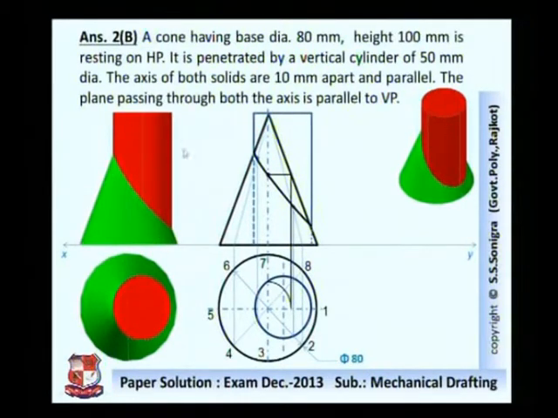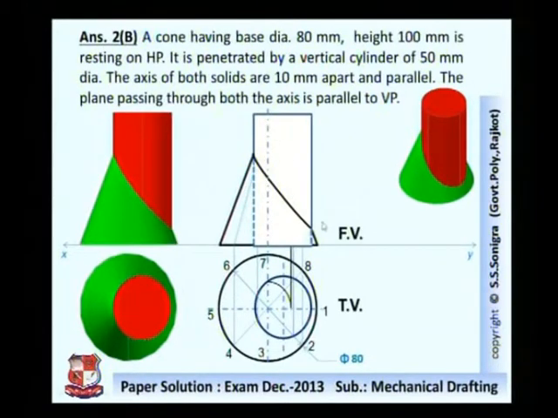Now the cylinder is cutting this cone, so this upper tip of the cone needs to be removed, because it's a removed portion, so you have to erase that portion. Now this is the front view, you mention the name of the view, this is front view, and this is top view of the given portion, and you insert the dimensions 80 and 50 of this cylinder.